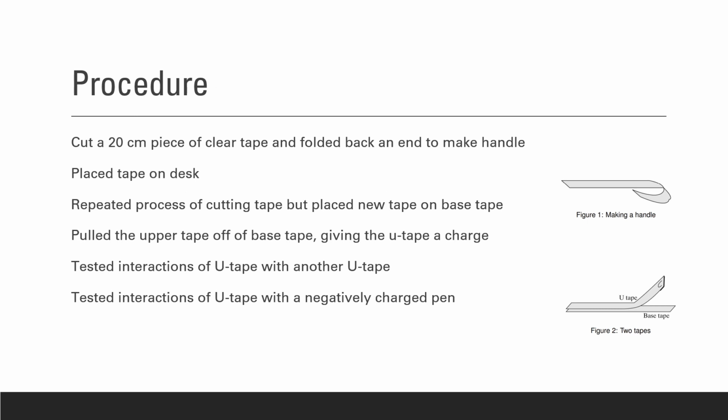So the procedure. The first step was to cut a 20 cm piece of clear tape and to fold back one end of it in order to make a handle. And then I placed this tape on the desk, and then I cut another piece of tape of equal size and placed it on top of the base tape, and then I pulled the upper layer of tape off the base tape, which gave the top tape some charge. And then I tested the interactions of that tape with another tape, and then I tested the interactions of that top tape with a negatively charged pen.